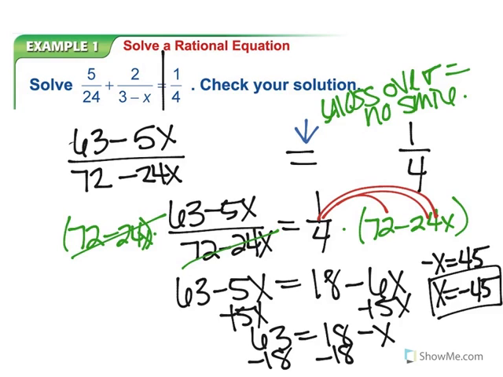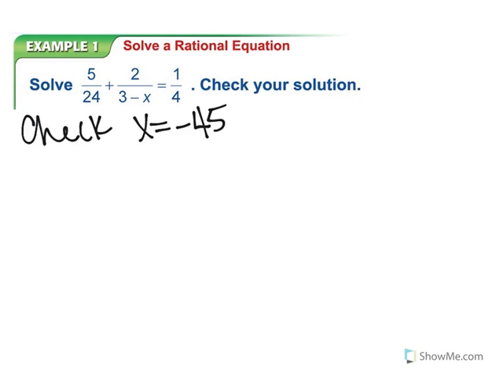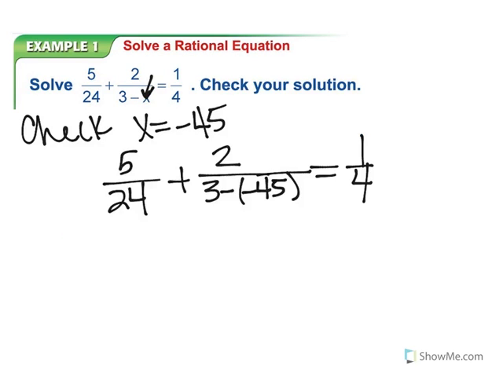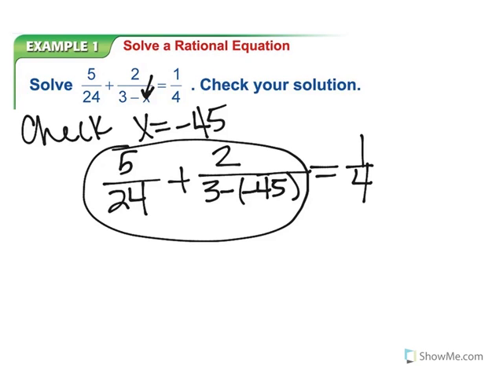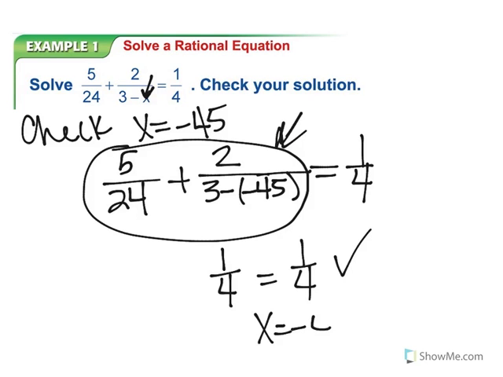Now, we're not done. We need to actually check our solution to make sure it's actually correct. So I'm going to rewrite my equation, but instead of an x, I'm going to replace it with a negative 45. Now I'm simply going to reduce until I can see whether or not this equals 1/4. So plug in this to your calculator. If you end up getting 1/4 equals 1/4, then your solution works. And if you plug it in and it doesn't, then your solution does not work. When you plug this into your calculator, you do indeed get 1/4, so negative 45 is your answer.